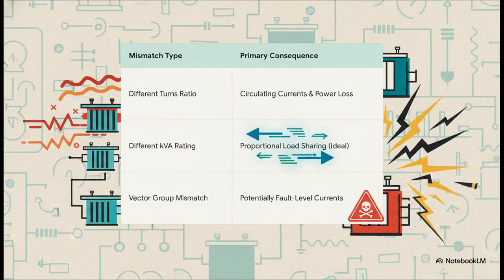So this table really boils it down for us. A difference in turns ratio is your main culprit for those wasteful circulating currents. A difference in kVA rating, though, that's actually what you want. It's how you get that proportional load sharing. But the vector group mismatch, that's the big one. That's the one you have to avoid at all costs because of the risk of destructive fault-level currents.